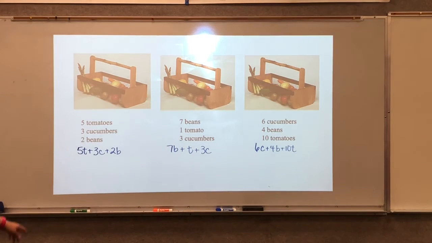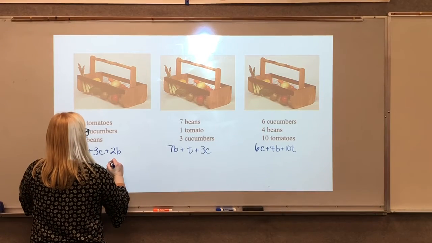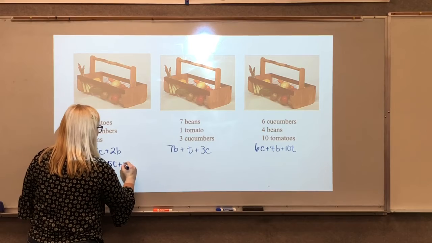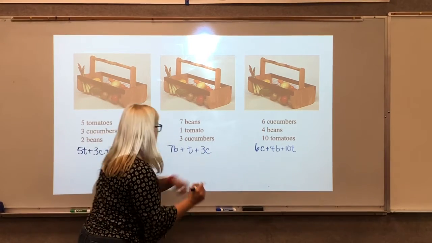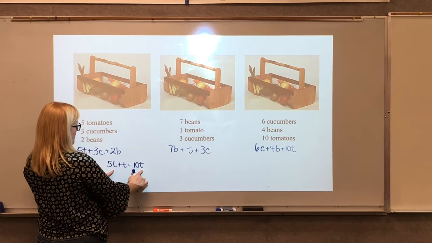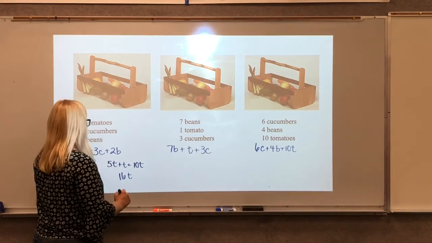So here I have 5 tomatoes, I'm going to write tomatoes right here. Here I have 1 tomato, and here I have 10 tomatoes. So altogether, I can add these together because they're all tomatoes. So I have 16 tomatoes.